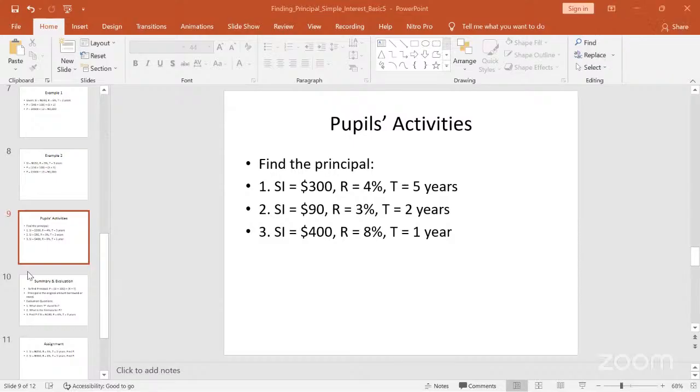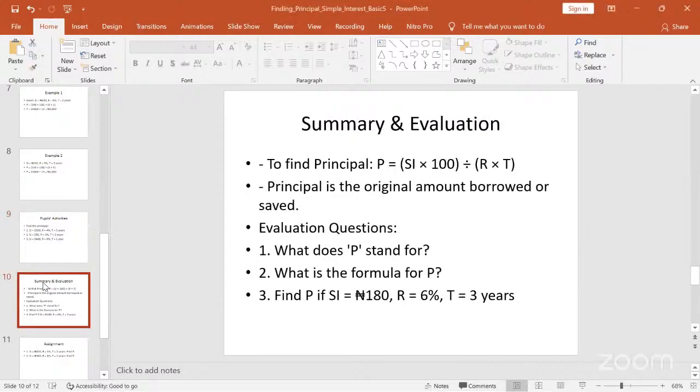If I'm to summarize this particular class, and I ask you, what is the formula for finding the principal? What will you tell me? Simple interest times 100 divided by rate times time. Very good. And what is principal?